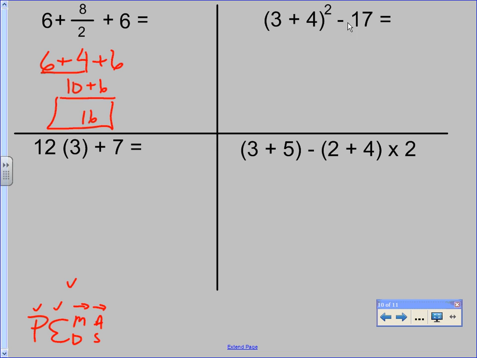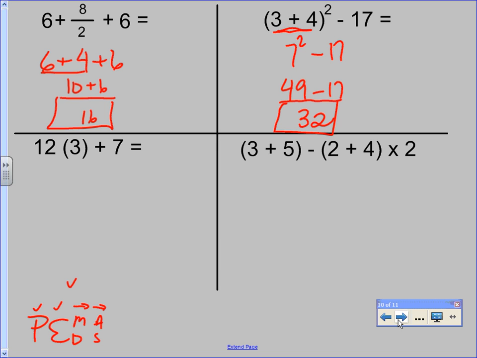This one is a little bit complicated because it's got a parentheses and an exponent. Remember, we solve our parentheses first, so 3 plus 4 is 7. And once we've solved everything in our parentheses, they can kind of go away. And now I've got an exponent. 7 squared is 49. I don't have any multiplication and division, but I've got some subtraction. 49 minus 17 is 32.